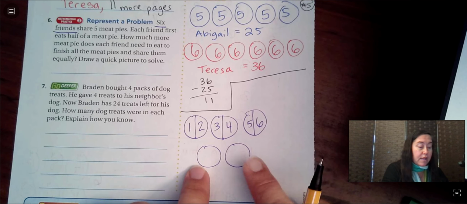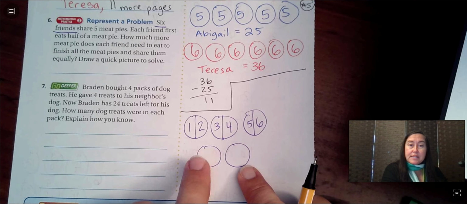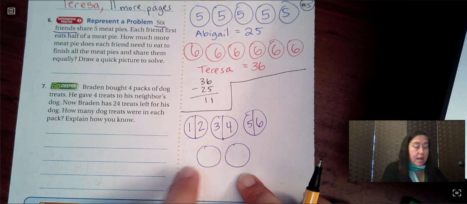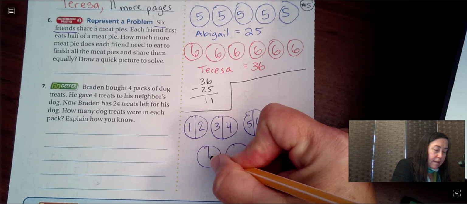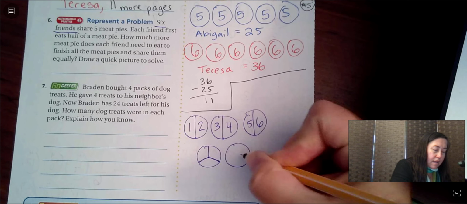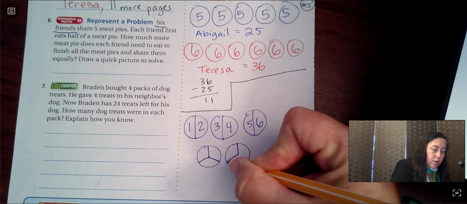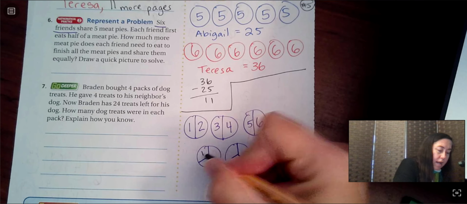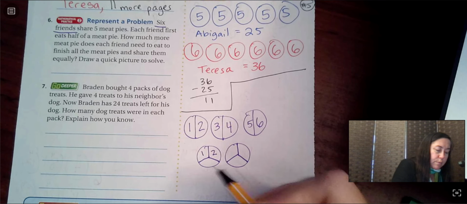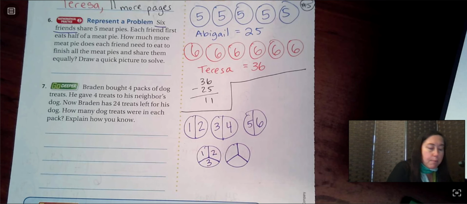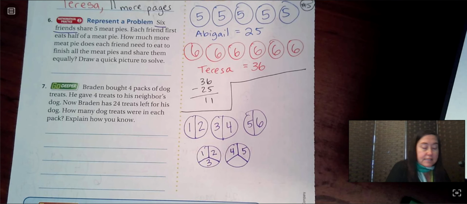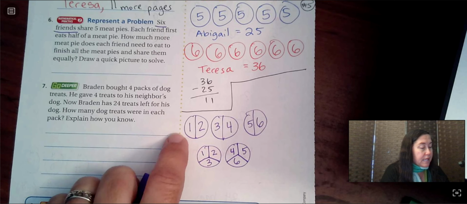Ooh, so 3 and 3. Could I have 3 pieces from this pie and 3 pieces from this pie? That would be 6 total pieces, right? So let's try to break these as evenly as possible into 6 pieces. There we go. Now friend 1 can have this piece, friend 2 can have this piece, friend 3 can have that piece, friend 4 can have that piece, friend 5 gets this piece, and friend 6 gets this piece, right?